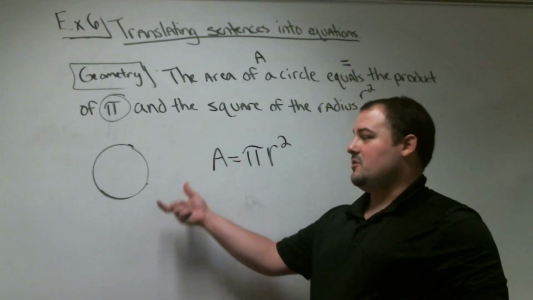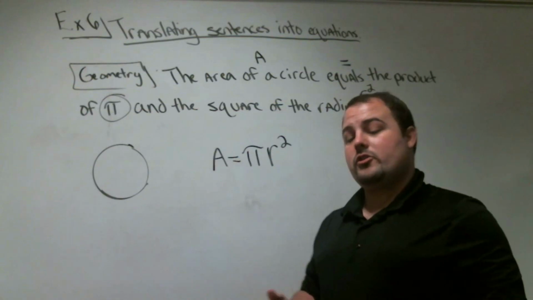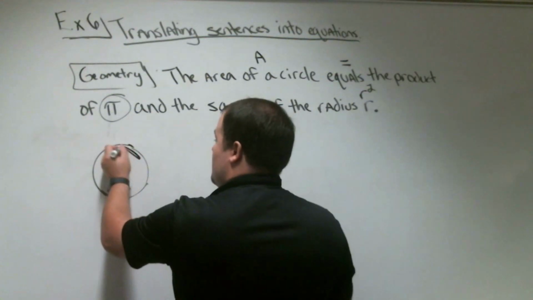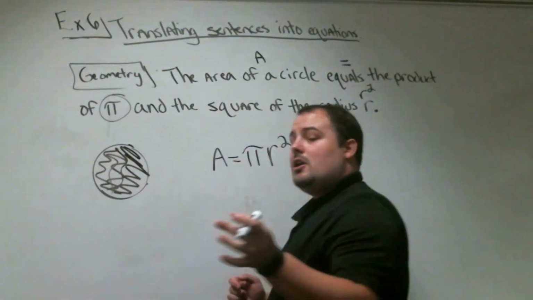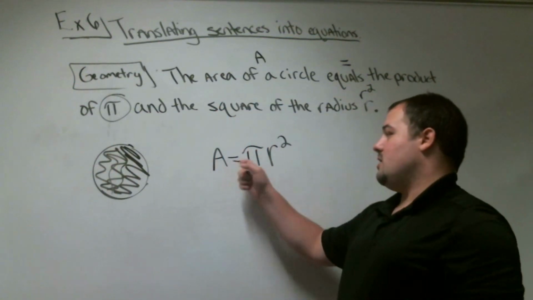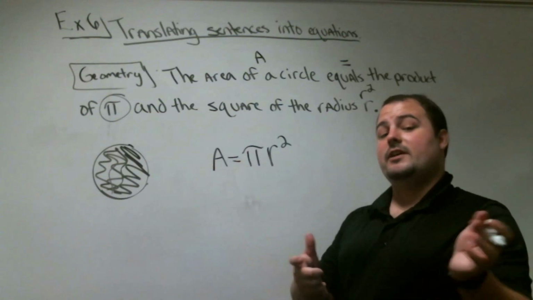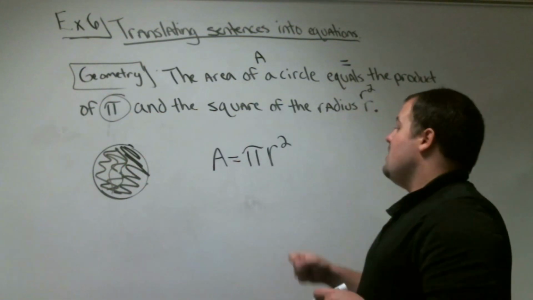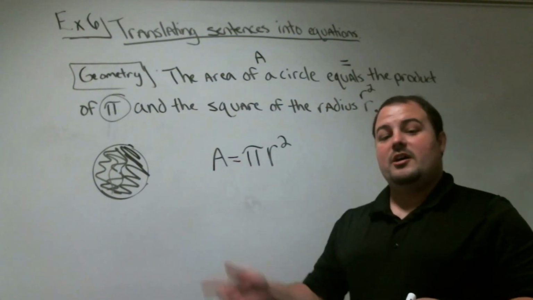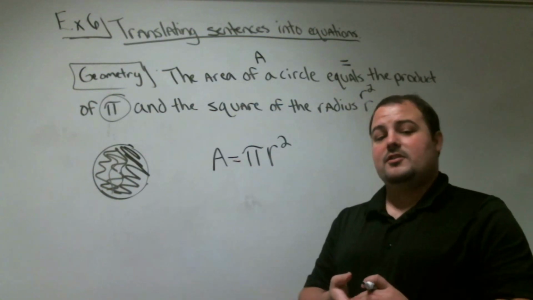Now, just to remind you, here's a circle right there. Area is the space that, if I were to fill that circle in, that's area. So for the area of any circle, all you've got to do is take pi times its radius. Radius is half of the diameter, from the center to the outside. And then you square that, and that'll tell you how much space is occupied inside of your circle.